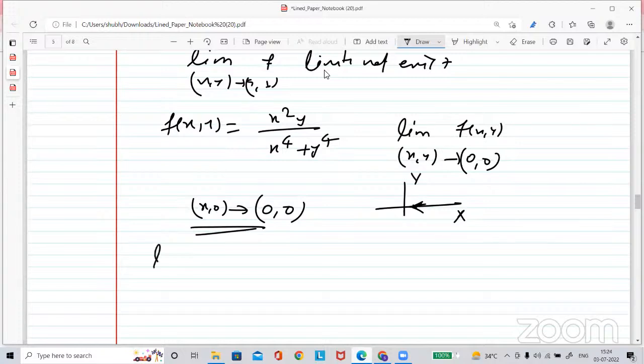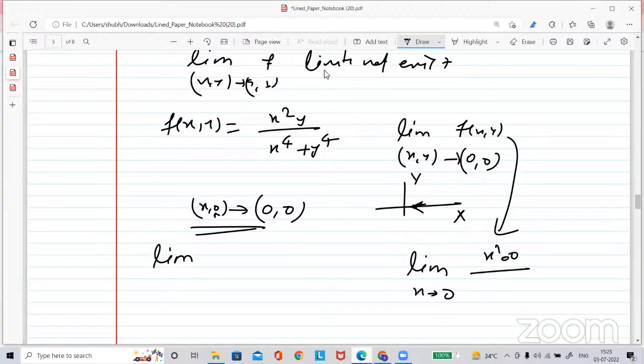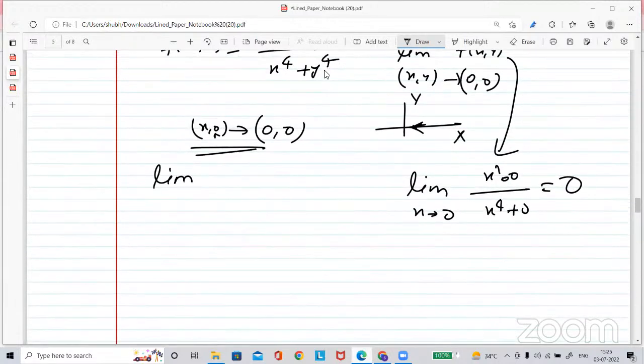Now substitute here. We can write this as limit x goes to 0, because we are putting y equal to 0 itself. So here you get x squared times 0 upon x to the power 4 plus 0. So it gives you 0. The limit is going to be 0. Now if you take this side, it will also give you 0. According to this line, it is going to be (0, y).